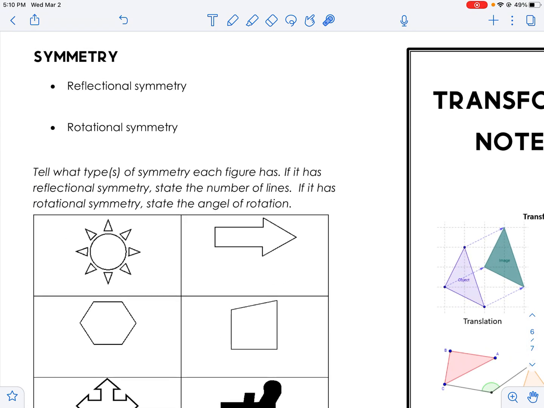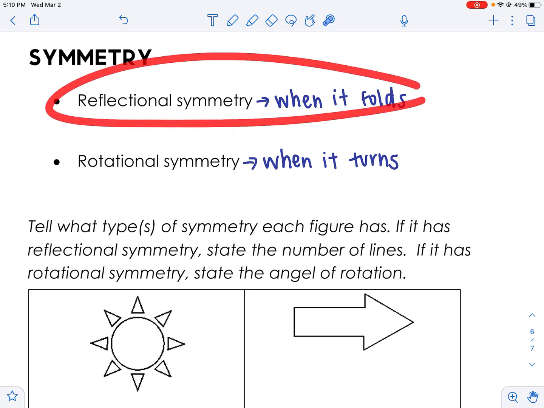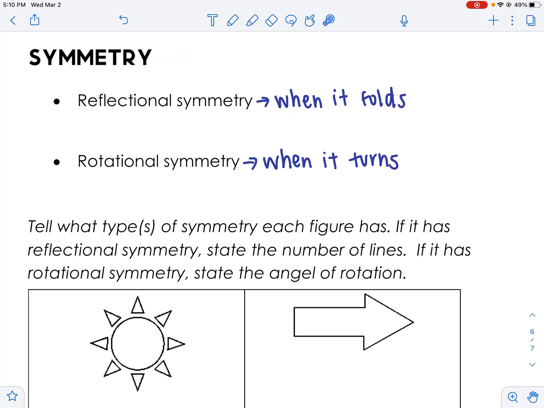So symmetry isn't quite a transformation in the sense that it's on a graph and we transform it, but symmetry is just looking at a shape and asking yourself, is it symmetrical? And so reflectional symmetry is whenever your shape can fold. And rotational symmetry is whenever your shape can turn and be the same. So every time that we had a reflection, my graph as a whole could be folded along the line of symmetry. Every time I have a rotation, I can turn it and end up with that same picture again, because that's what a rotation is.